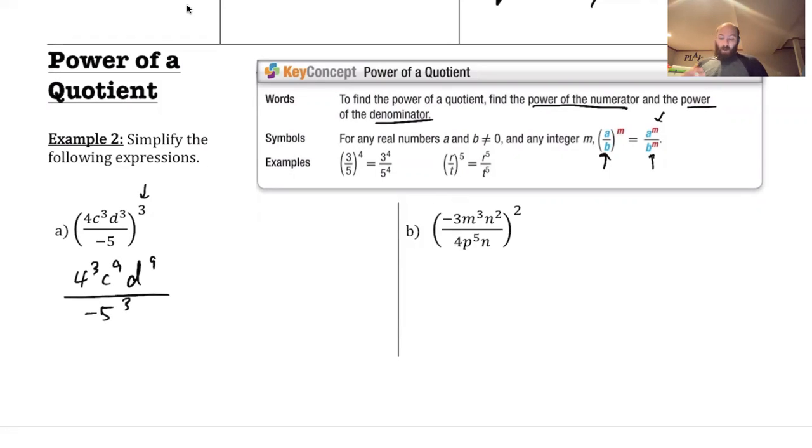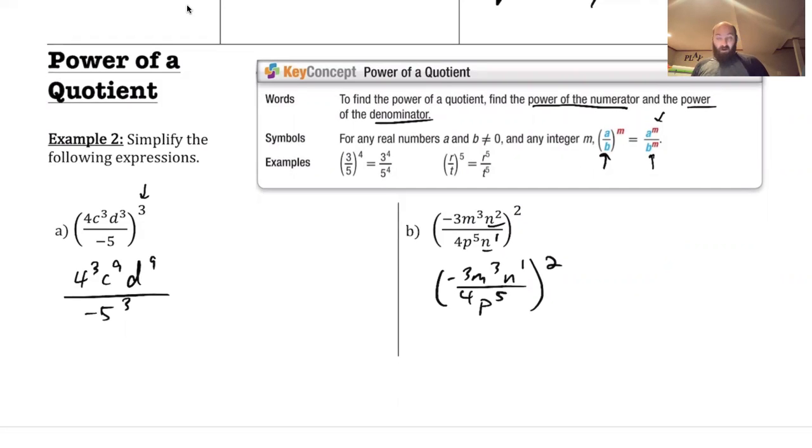For the next one, my personal opinion is instead of taking this 2 and doing it to everything inside, let's see if we can simplify inside the parentheses first. For example, I have n squared over n. We can apply the principles of one of our previous lessons. I can subtract these 2 exponents. So I could do n to the 2 minus 1. So that's -3, m to the 3rd, n to the 1st power, over 4, p to the 5th power. And everything there is raised to the 2nd power still.